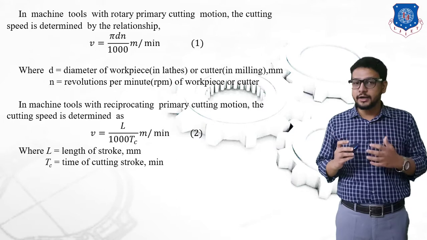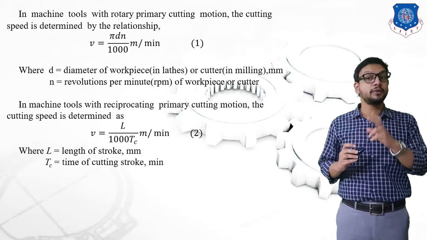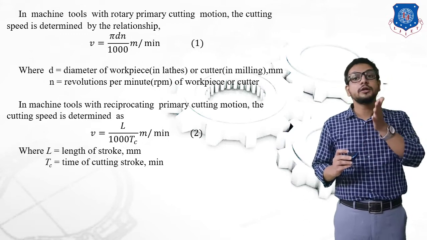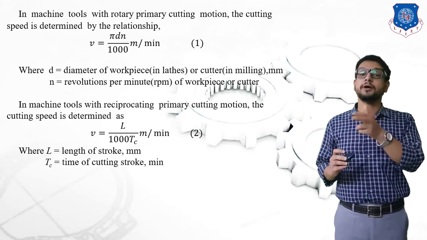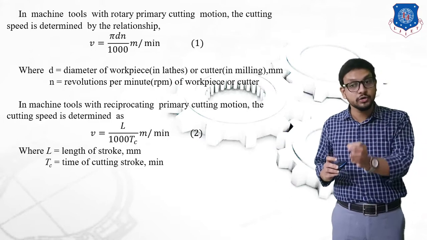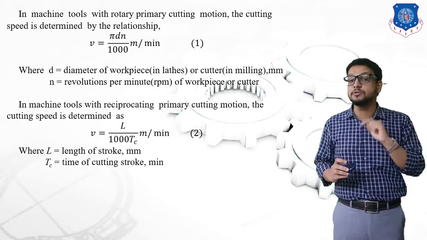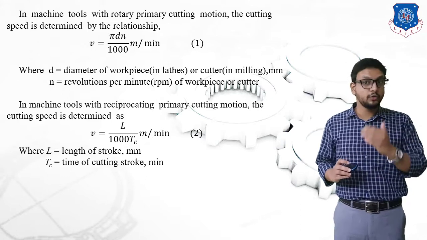Now further, our target is to express the second equation, that is the cutting speed equation for a planing machine, in terms of the number of cutting strokes per minute. Remember, in terms of the number of cutting strokes per minute. At present it is in the form of L by T, that is L upon 1000 Tc. So how can we do that? Let's see further.